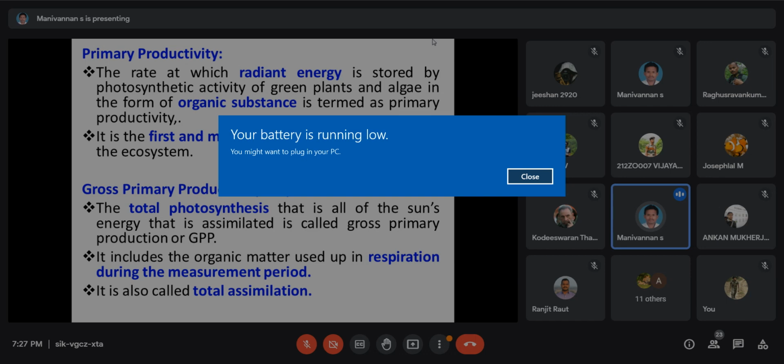The gross primary production is otherwise known as the total assimilation. What is the meaning of assimilation? Assimilation means accept or utilize. The gross primary production means the total photosynthetic activity of the plant, otherwise known as the total assimilation. Now, what is the net primary production? Simply, gross primary production minus respiration. That is called the net primary production. Is it clear?